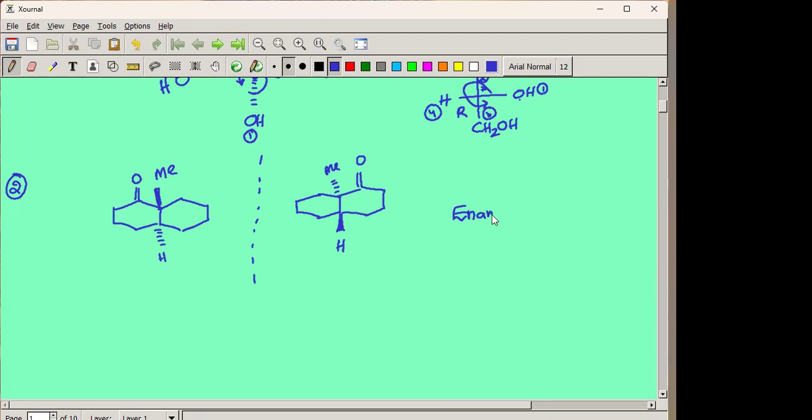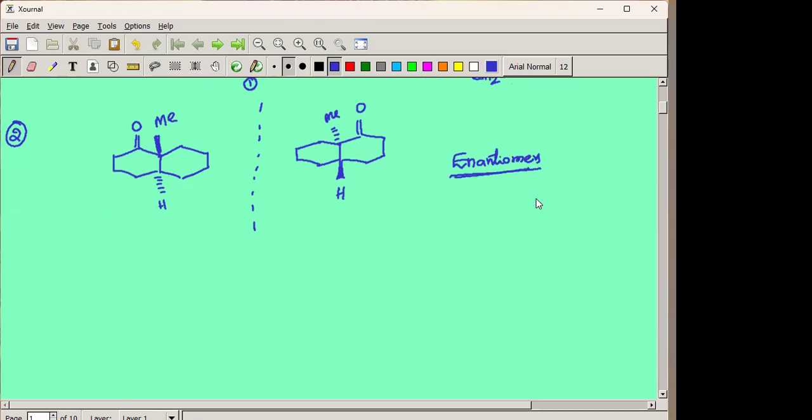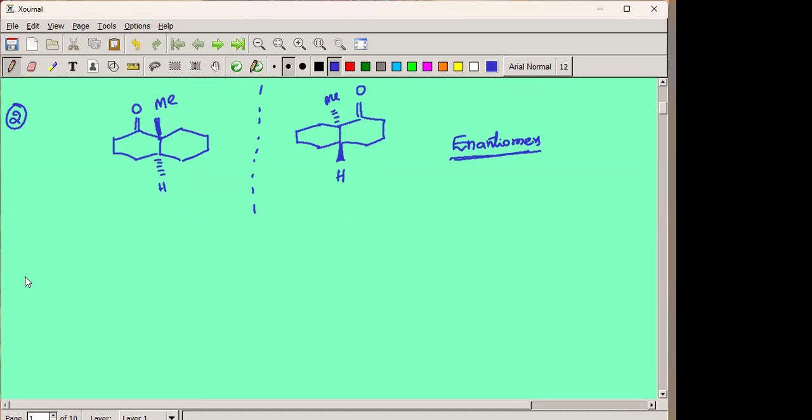Non-superimposable. Enantiomers. Non-superimposable mirror image relationship. So there is no need to think anything further. That is the second question.